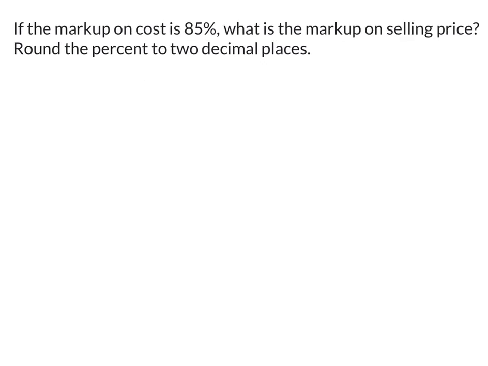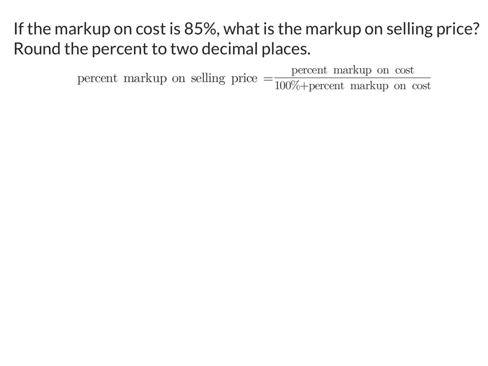If the markup on cost is 85%, what is the markup on selling price? Round the percent to two decimal places. Now we're being asked to find the percent markup on selling price given the percent markup on cost. So this is another conversion formula, and it says that the percent markup on selling price equals percent markup on cost divided by 100% plus percent markup on cost. So notice that now we're adding 100% in our denominator versus subtracting in the previous problem. For this, we'll just plug in the values that are given to us.